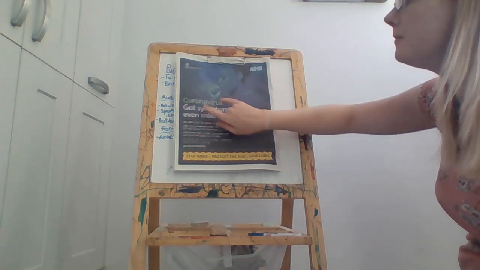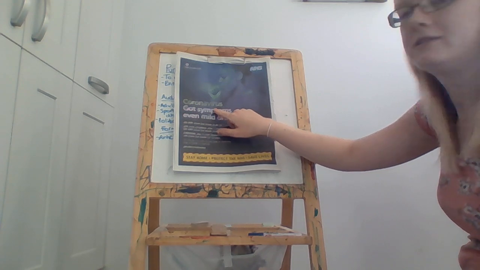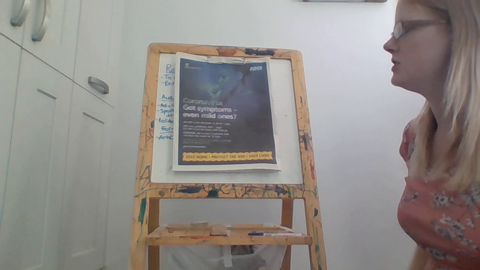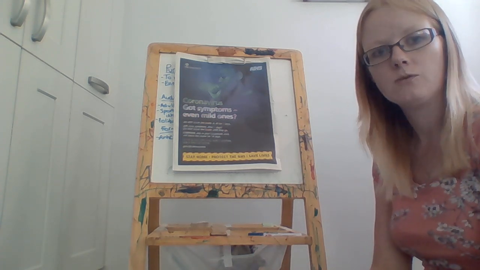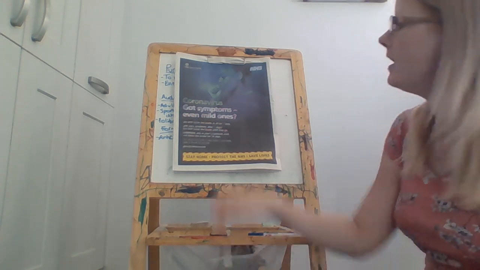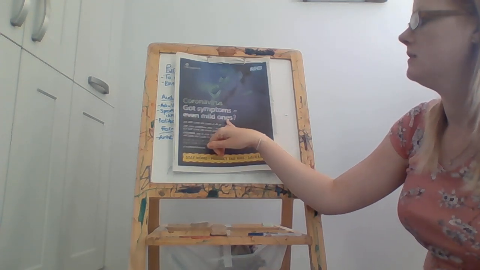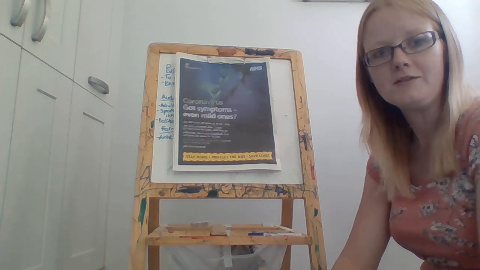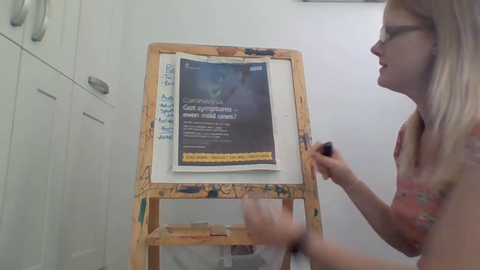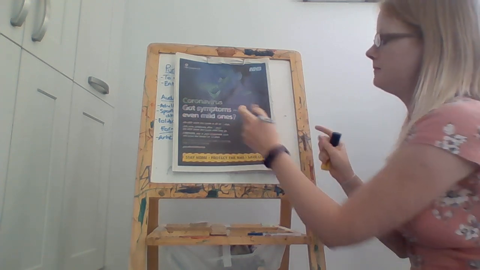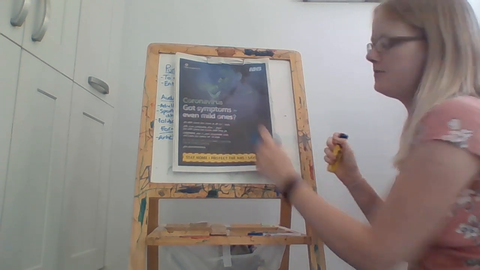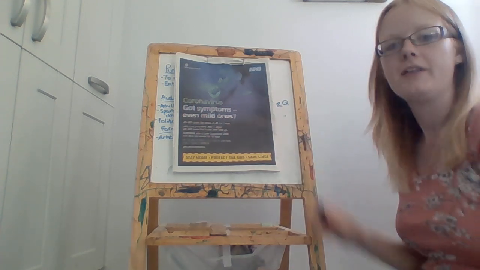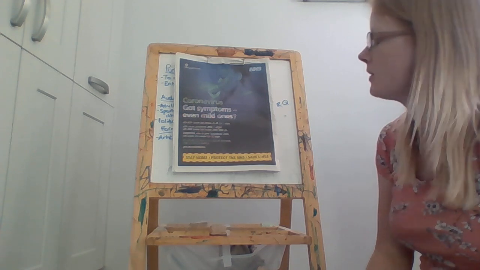But look at the language. Coronavirus. There's no introduction, no build-up or description. It's very straight to the point. Coronavirus. We know what that is at the moment. Got symptoms, even mild ones. Again, it's quite informal. Got symptoms. That's not a full sentence. Even mild ones. So that there, again, is a rhetorical question. Do we have symptoms? Are they mild? That rhetorical question makes you think from the beginning.